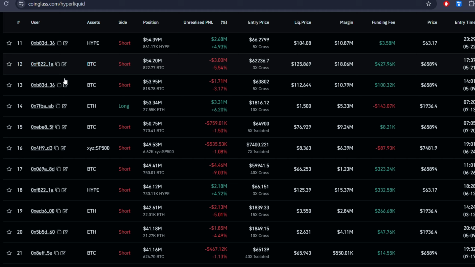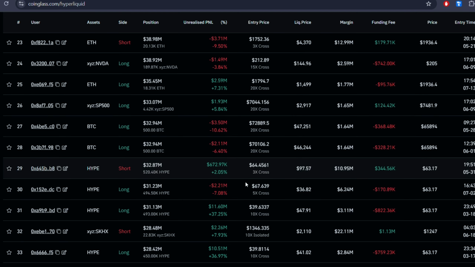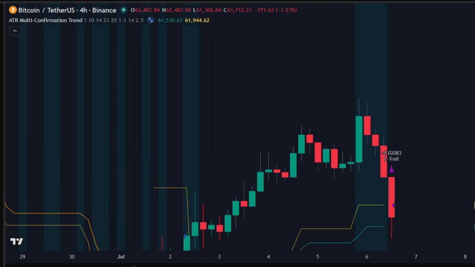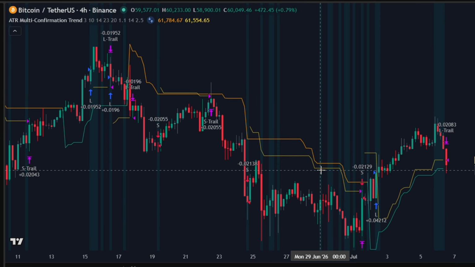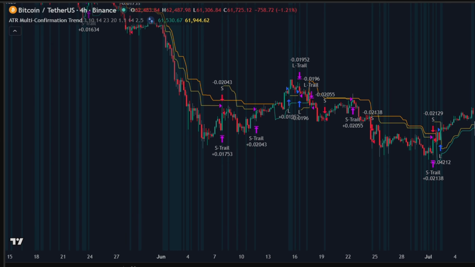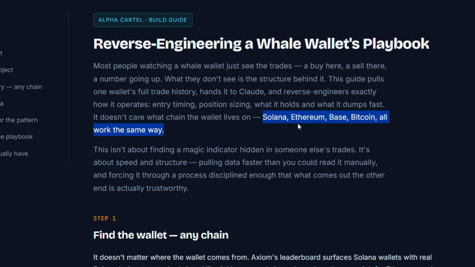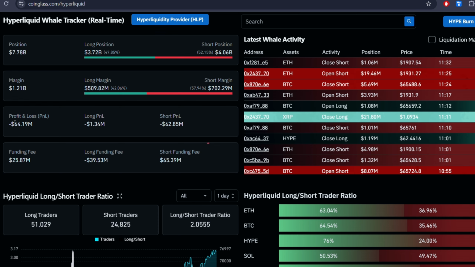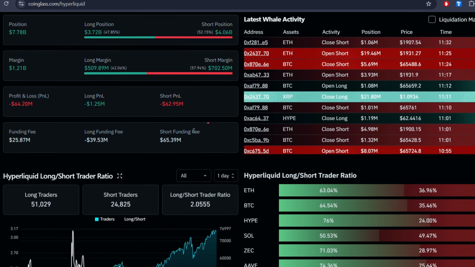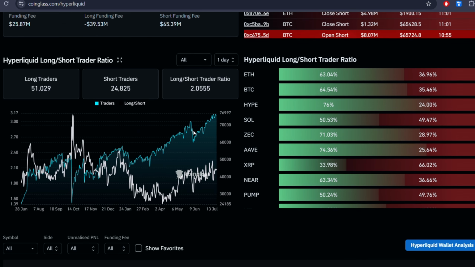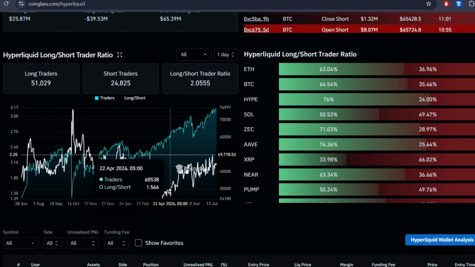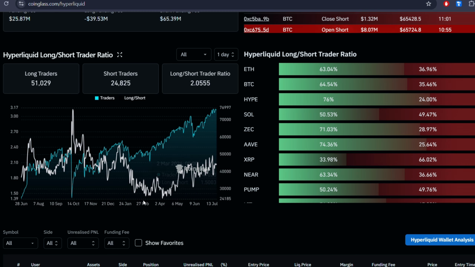We're going to take one profitable wallet's entire trade history, hand it to Claude, and have it reverse engineer exactly how this thing operates. And we're building it so it doesn't care what chain that wallet lives on. Solana, Ethereum, Base, Bitcoin, whatever. Not vibes, not "this wallet is bullish." The real mechanics. Entry timing, position sizing, what it holds, and what it dumps fast.